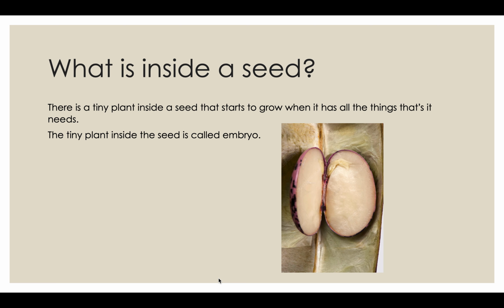Like I mentioned before, a seed has four different parts. As you can see here, the outside of a seed is called a seed coat, okay? The seed coat's purpose is to protect the seed. Then we have the inside of a seed, and the inside of the seed is called a food store.